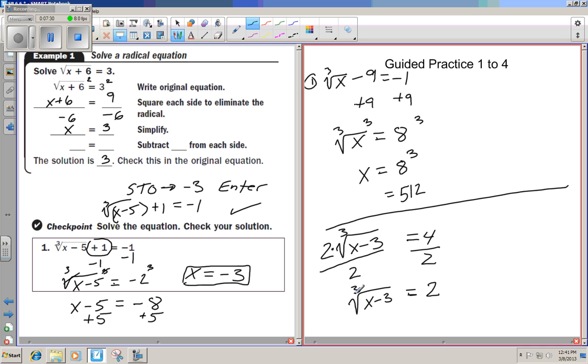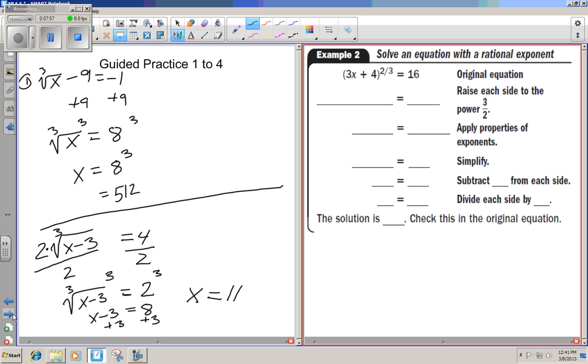Ask yourself, how do you get rid of a cube root? You raise it to the third power. x minus 3 equals 8. Add 3, x equals 11. And that's it, that's how this is set up. If you want to try guided practice number 2 on your own, feel free. We'll see how it goes.